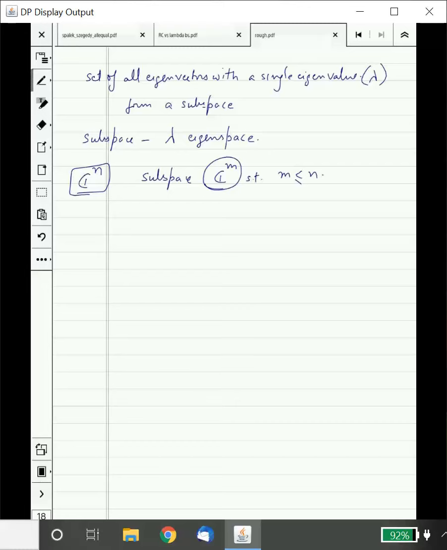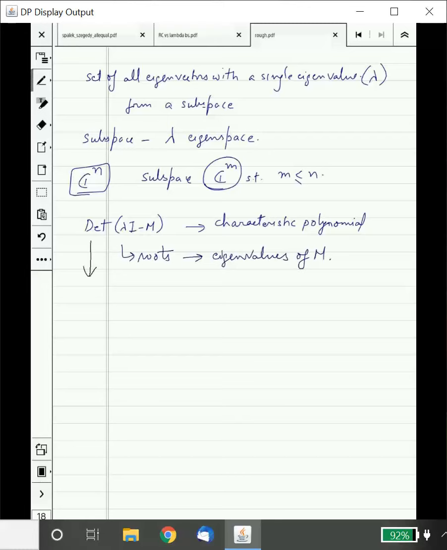This is again a recap of things which we have studied before. Determinant of lambda I minus M. This is called the characteristic polynomial. And we know that the roots of this are basically the eigenvalues of M. Here det is the determinant. I am just revising things which you have already seen at some point of time.